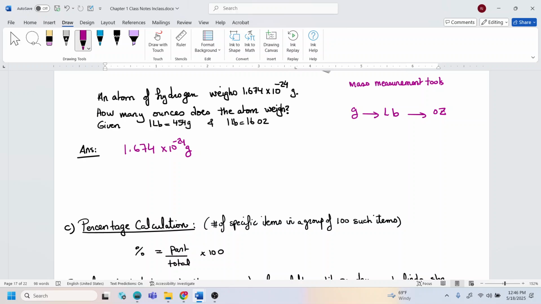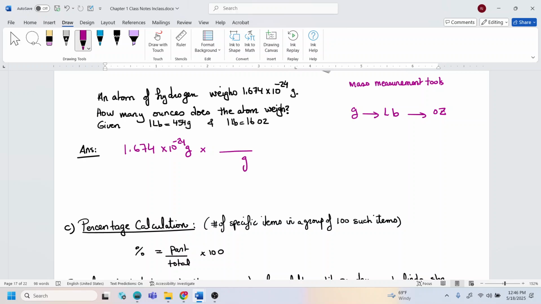You can do them separately. You can do the grams to pounds, and then go from pounds to ounces in two separate steps. But here I am combining them. I find it easy like that, and I find it easy to cancel the units.